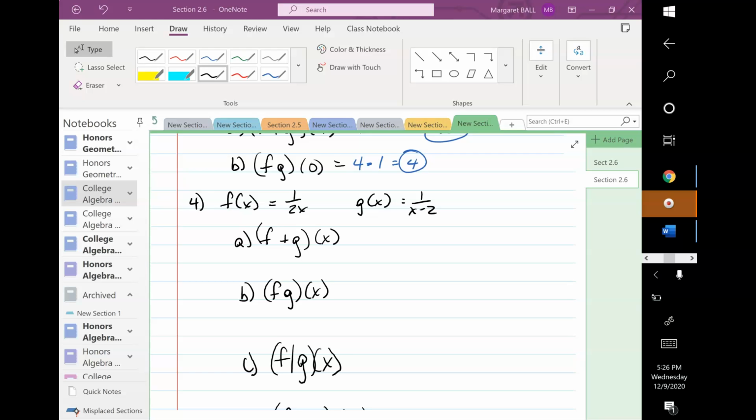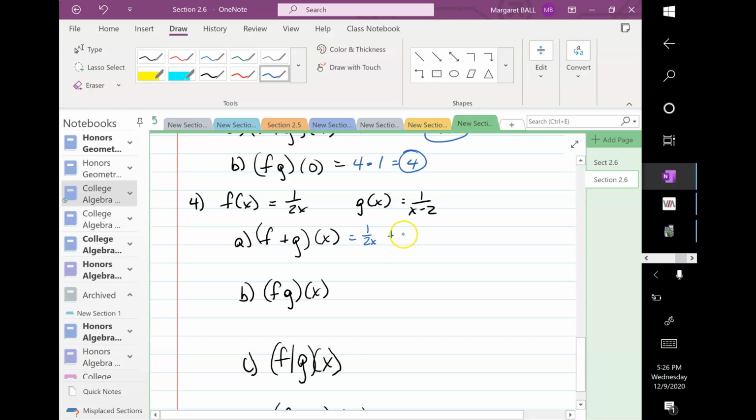On this problem, we have some fractions here, so I might have to do a little bit of fraction review. F plus g of x. Okay, so f of x is 1 over 2x. G of x is 1 over x minus 2. So we're going to add those two functions together. So we're going to do 1 over 2x plus 1 over x minus 2.